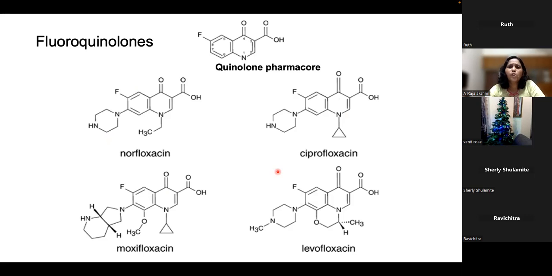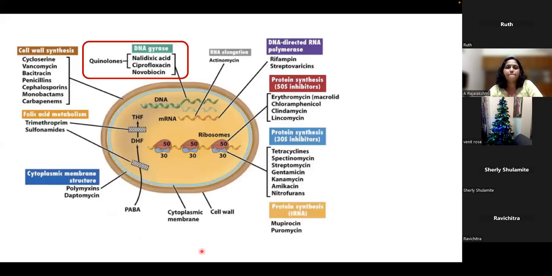So fluoroquinolones, all of these have a quinolone ring. As you can see, we don't use norfloxacin anymore because of the resistance, and ciprofloxacin again is less commonly used because of the resistance in gram-negative bacteria. These are newer generation quinolones, as you can see, moxifloxacin and levofloxacin. These are called respiratory quinolones, and moxifloxacin has action against anaerobes also.